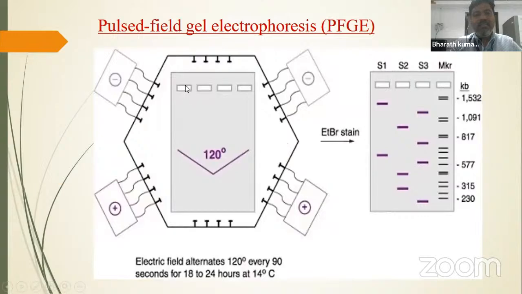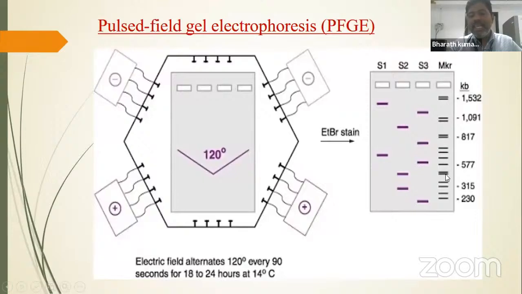So this is the gel. We are adding sample 1, sample 2, sample 3, and one marker. After staining with EtBr, EtBr means ethidium bromide, it will show like this. So all these DNA bands are there. So we are using this marker.